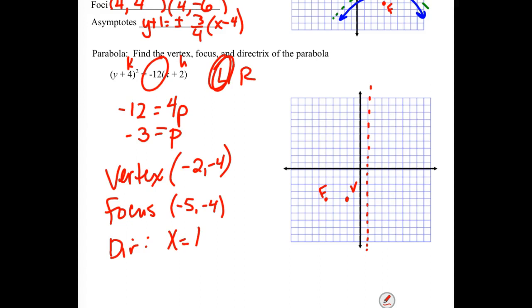Okay? Then, do you remember how we found out how wide to make the parabola? We used 2p from the focus, right? So 2p in this case would be 6 spaces. So 6 spaces up and 6 spaces down. All right, questions on conic sections?